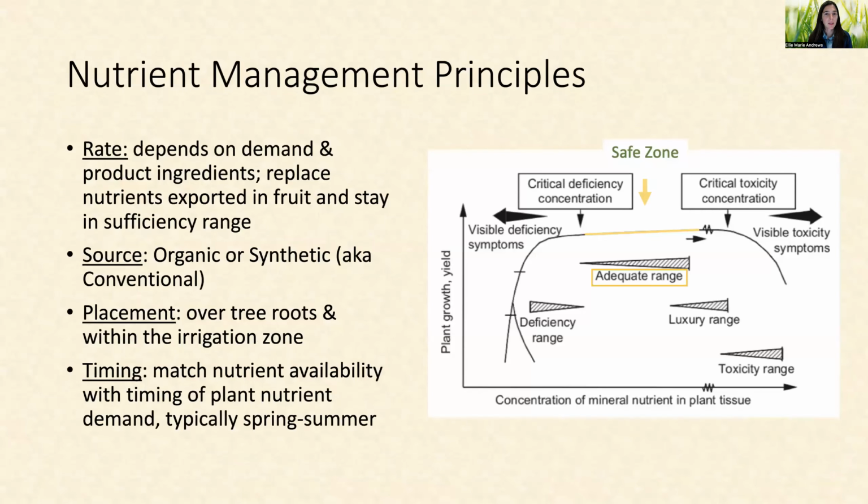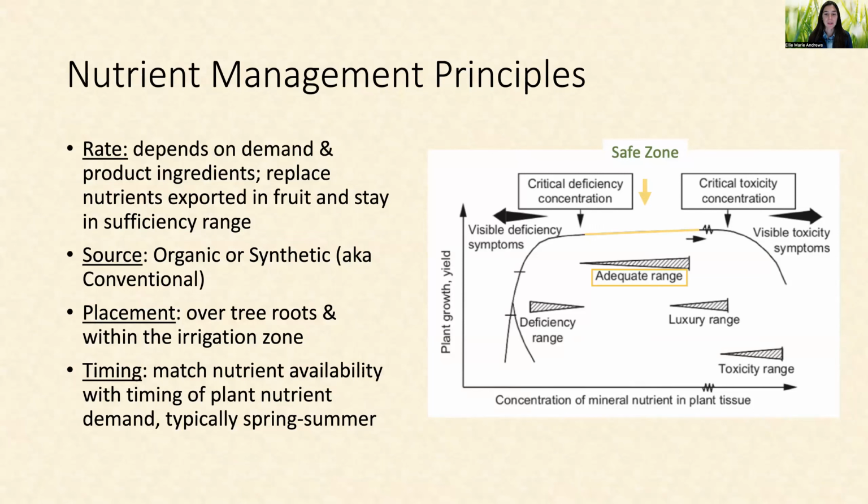Getting more into this, rate really depends on the plant's demand and the product ingredients and instructions on the label, like we just talked about. But the goal is really just to replace the nutrients exported in the fruit and stay in that safe zone. Thinking about source, you have two big, broad categories: organic or synthetic. Sometimes people say conventional; synthetic and conventional essentially mean the same thing. And you're going to think about placement. This could be over tree roots and within the irrigation zone. You want to make sure you're putting it in the spot where the tree roots will be able to take it up and access it.